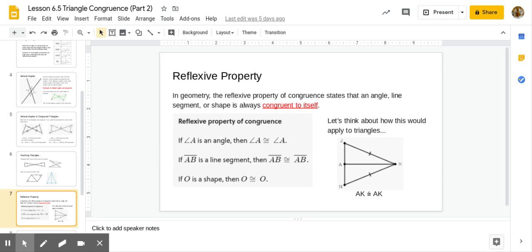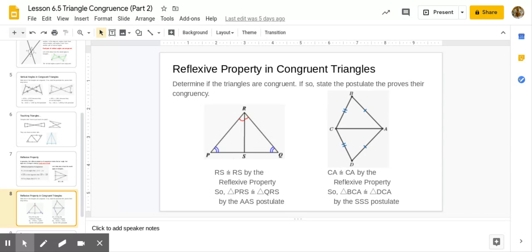So in that realm of thought, if we look at triangles that share a side, like this one over here, AK belongs to the triangle on the top as well as to the triangle on the bottom. And because it is always congruent to itself, then AK is congruent to AK by the reflexive property.